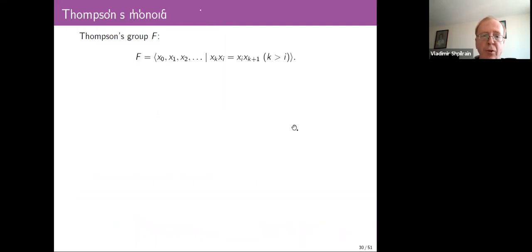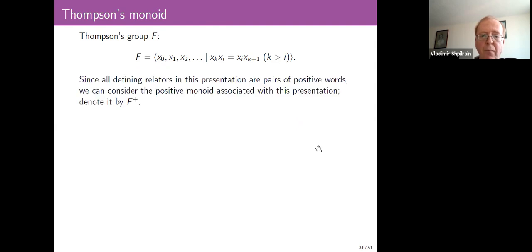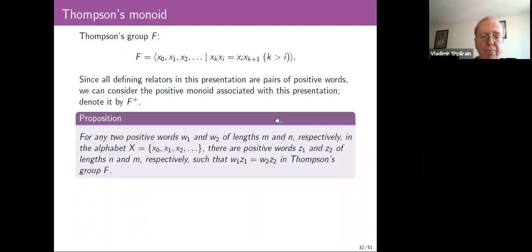So let's start with Thompson's group F. Here is a semigroup presentation of this group, right? Defining relators here are positive words. So it's a semigroup presentation, and we can talk about the positive monoid associated with this presentation. We're going to call it F plus. And unfortunately, the result here is negative.